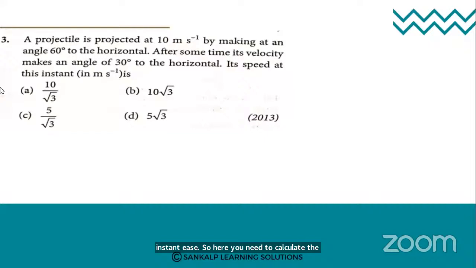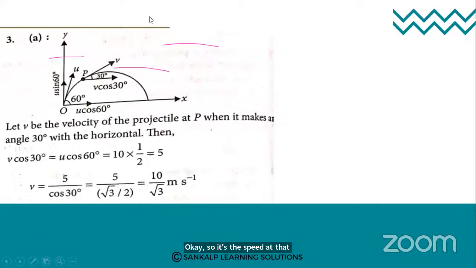To calculate the instantaneous velocity, see here a projectile is projected at 10 meter per second. So it means it is the initial velocity. It is making an angle of 60 degree to the horizontal. After some time, its velocity makes an angle 30 degree to the horizontal. So first it is making an angle of 60 degree, later it is making an angle of 30 degree. Okay, so its speed at that instant is. So let us see how to calculate this one.